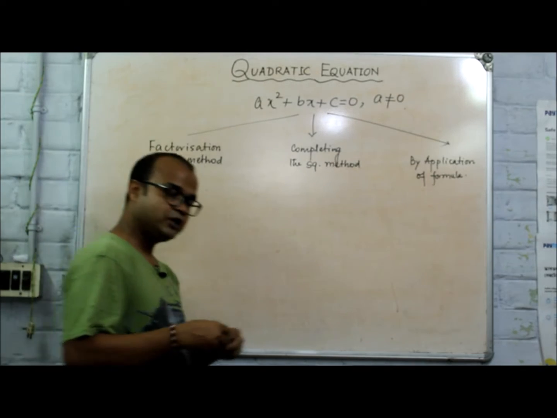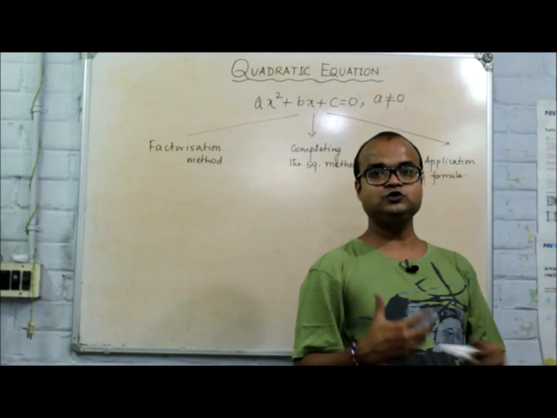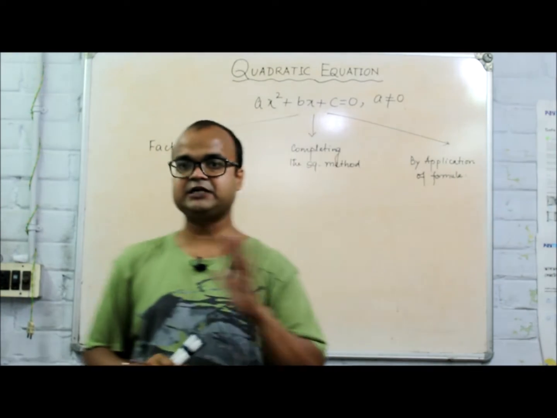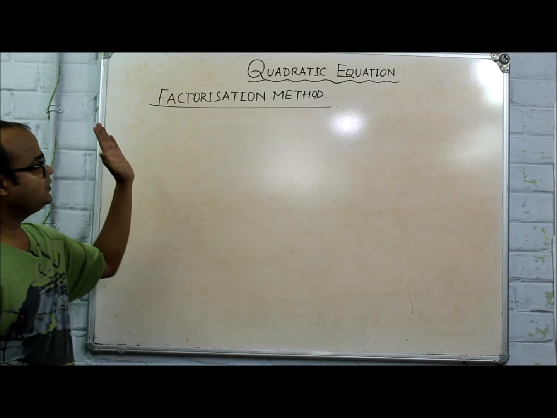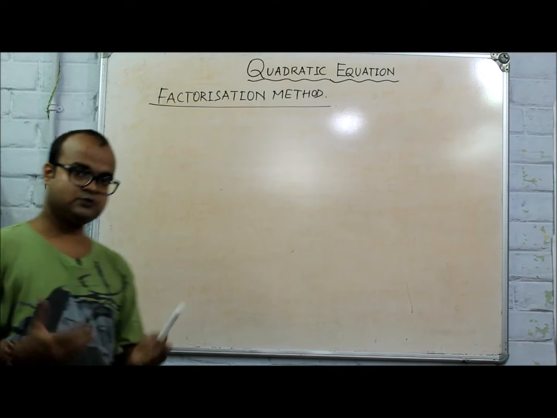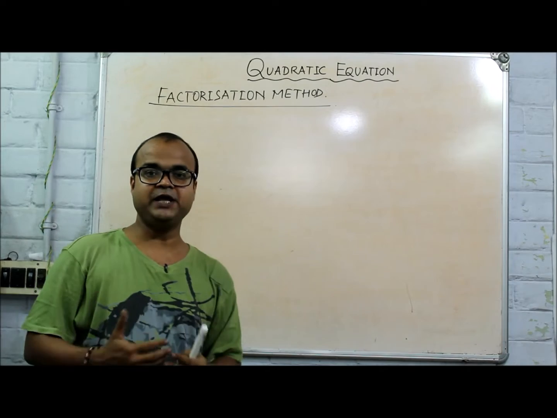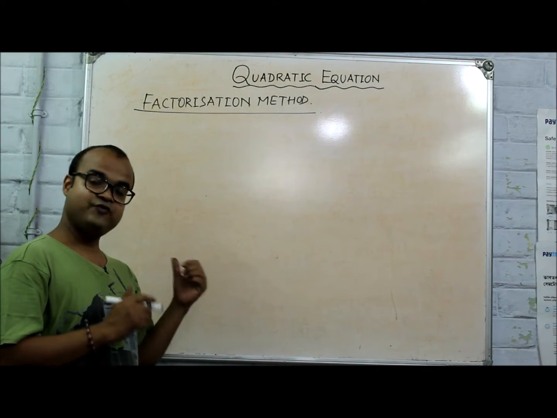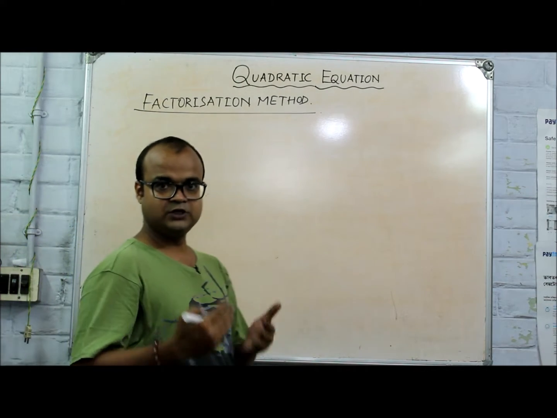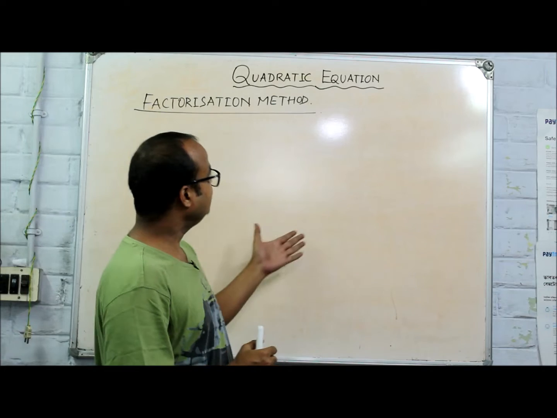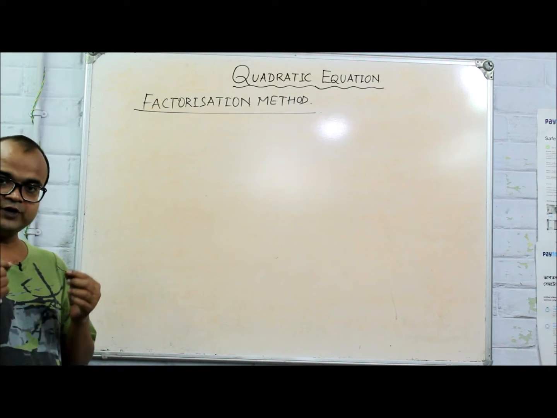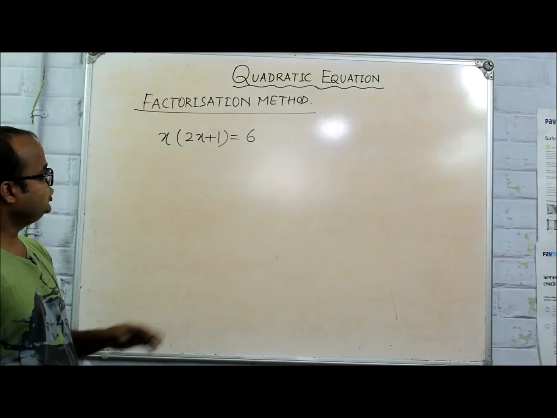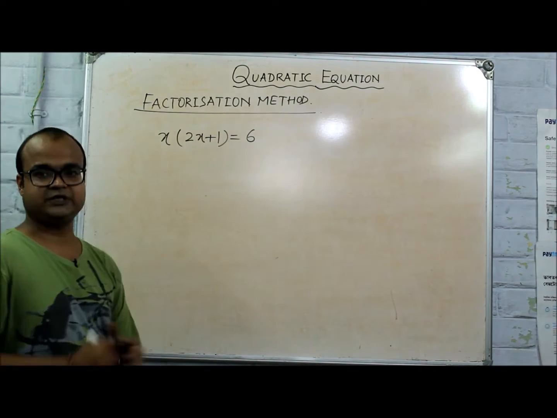Now first we are going to discuss and try to solve as many problems so that each method is very clear to you. We are going to discuss the factorization method. We'll take several examples to explain how we find the solution of a quadratic equation by applying the factorization method. x into 2x plus 1 is equal to 6.